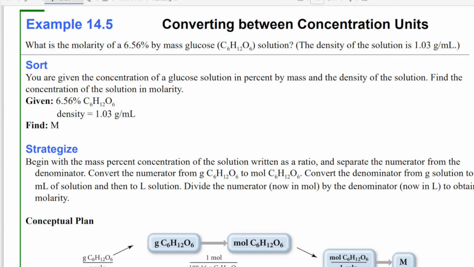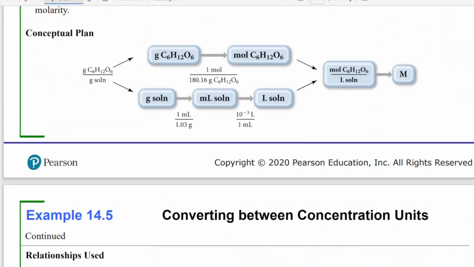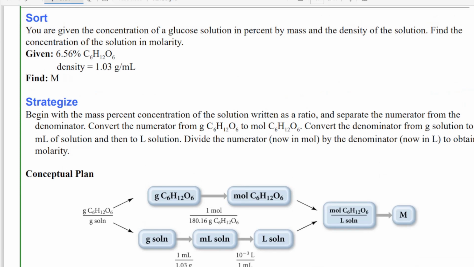We're given a 6.56% glucose solution, density 1.03 grams per milliliter. We need to find the molarity. Well, let's break down the information that we were given into parts that we can make some sense out of. First of all, we have grams of glucose per grams of solution. If we have a 6.56% by mass glucose solution, then we have 6.56 grams of glucose per 100 grams of solution.